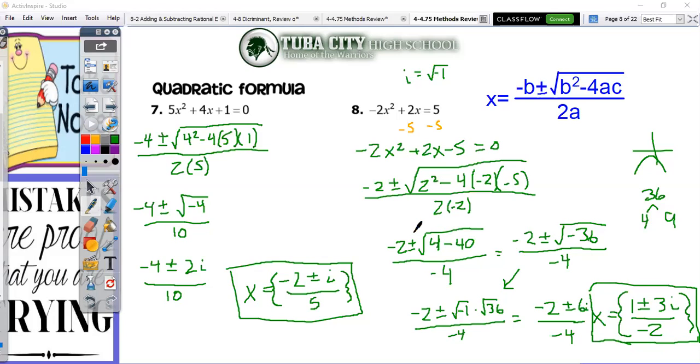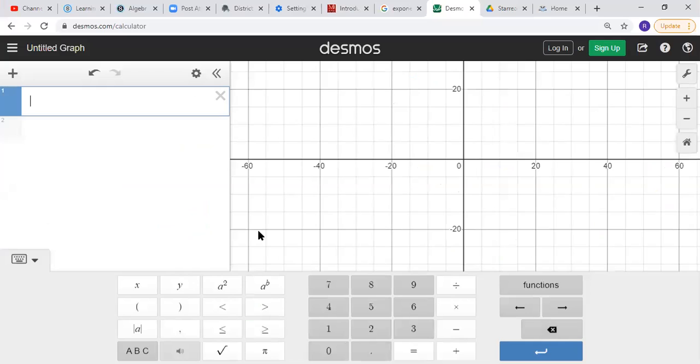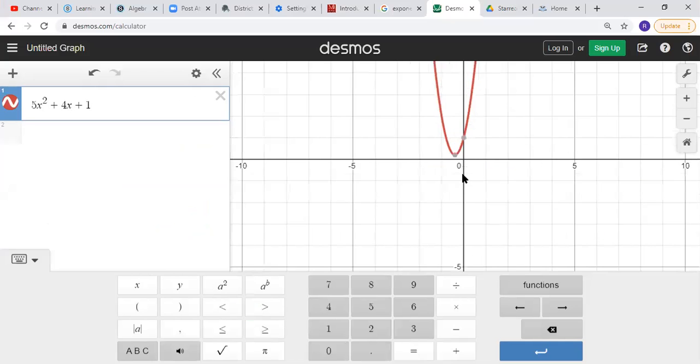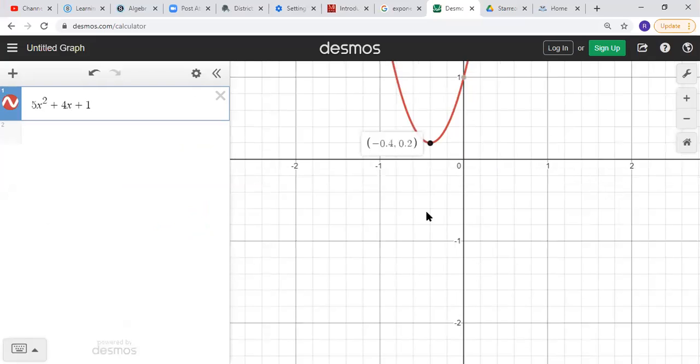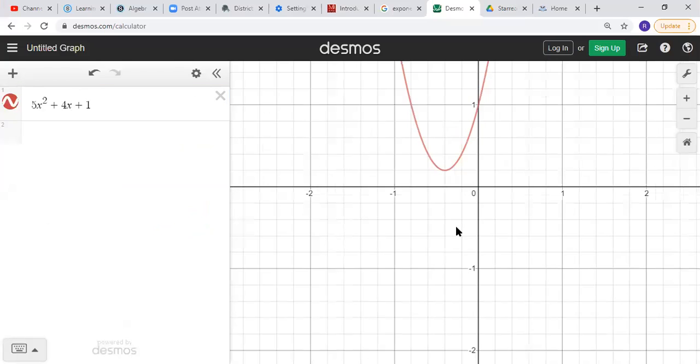And while I'm at it, I'm also going to switch over to the Desmos really quick, just to remind you what an imaginary solution looks like. So I'm going to go ahead and do number 7 that we had earlier. So 5x squared plus 4x plus 1. It's going to look kind of like this. And if we zoom in, it's not crossing our x-axis. So there is no real solution, I mean, there's an imaginary solution, I should say. So again, it's not no solution. It's just an imaginary solution.